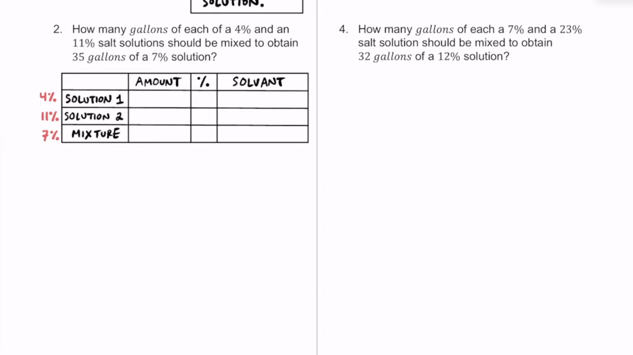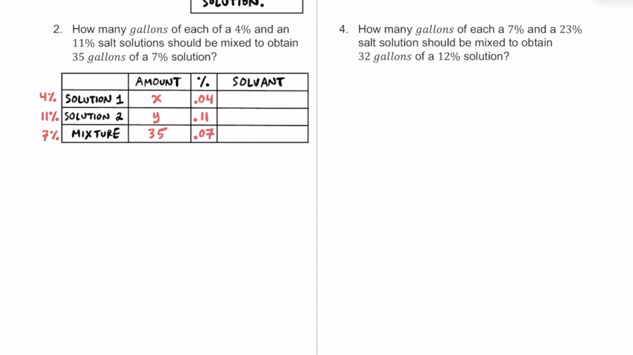All right, so what other information do we know? Well, we do know that we're trying to get a total of 35 gallons. That's going to be altogether mixed, but we don't know how much of each we need. So for how much of solution 1, I'm going to use x, and for how much of solution 2, I'm going to put a y. Now we also know in the problem that this is going to be 0.04 for solution 1, 0.11 for solution 2, and then 0.07, just writing these all as decimals.